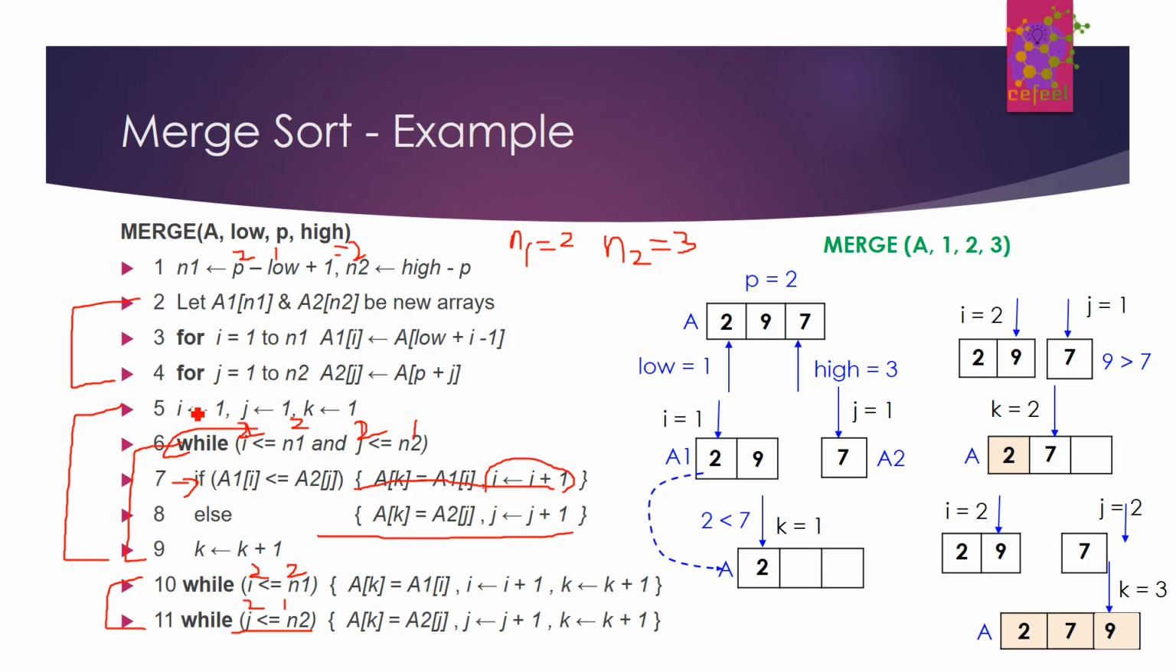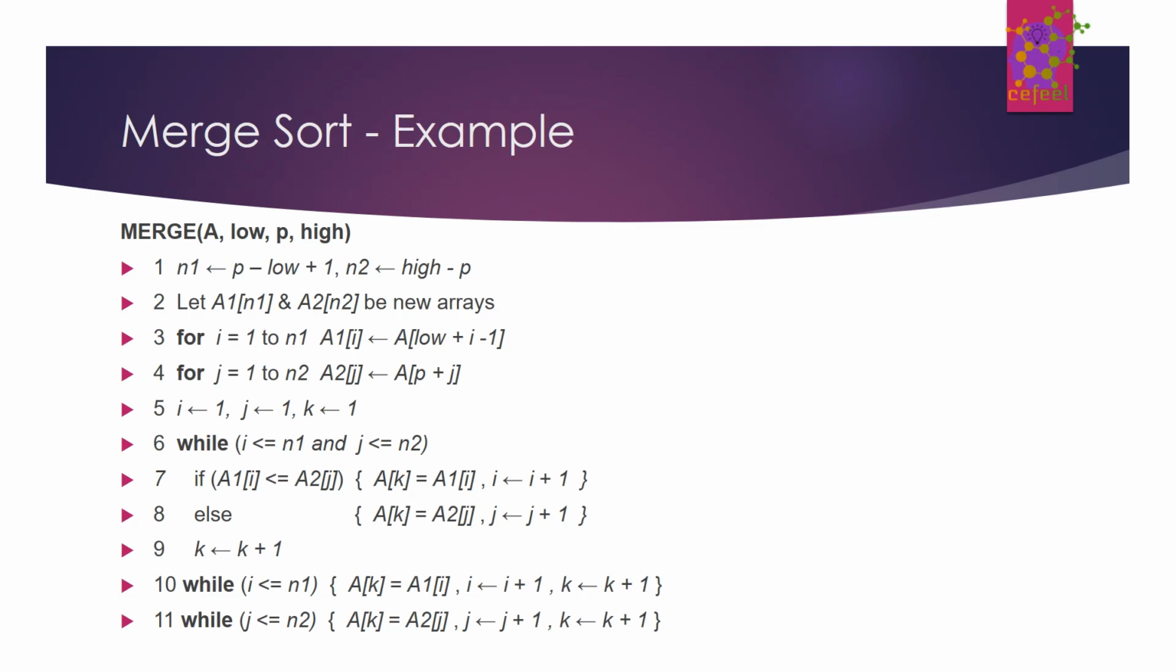In other words, we have just sorted the array of 3 elements into its original place, and then we finally return 2, 7 and 9. So this is the result of A 1, 2, 3. Now similarly we have A 6, 7, 9. So this is the right side of the original array.